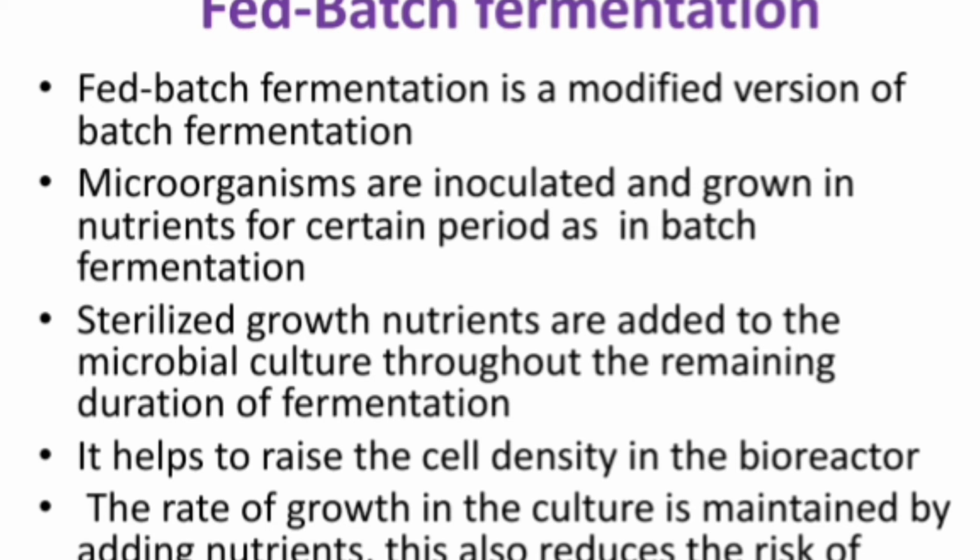So here the cell density in the bioreactor will increase, and the rate of growth in the culture is maintained by adding nutrients. So it will reduce the risk of overflow metabolism. In overflow metabolism, microbes are not able to utilize the substrate properly. But in fed batch fermentation, since the nutrients are being continuously added, the microorganism can avoid overflow metabolism. They can continuously utilize the nutrients and continuously divide into populations. So fed batch fermentation is much more advantageous than batch fermentation. The difference is that after a fixed period of time we are always adding nutrients into the medium to promote the growth of microorganisms.